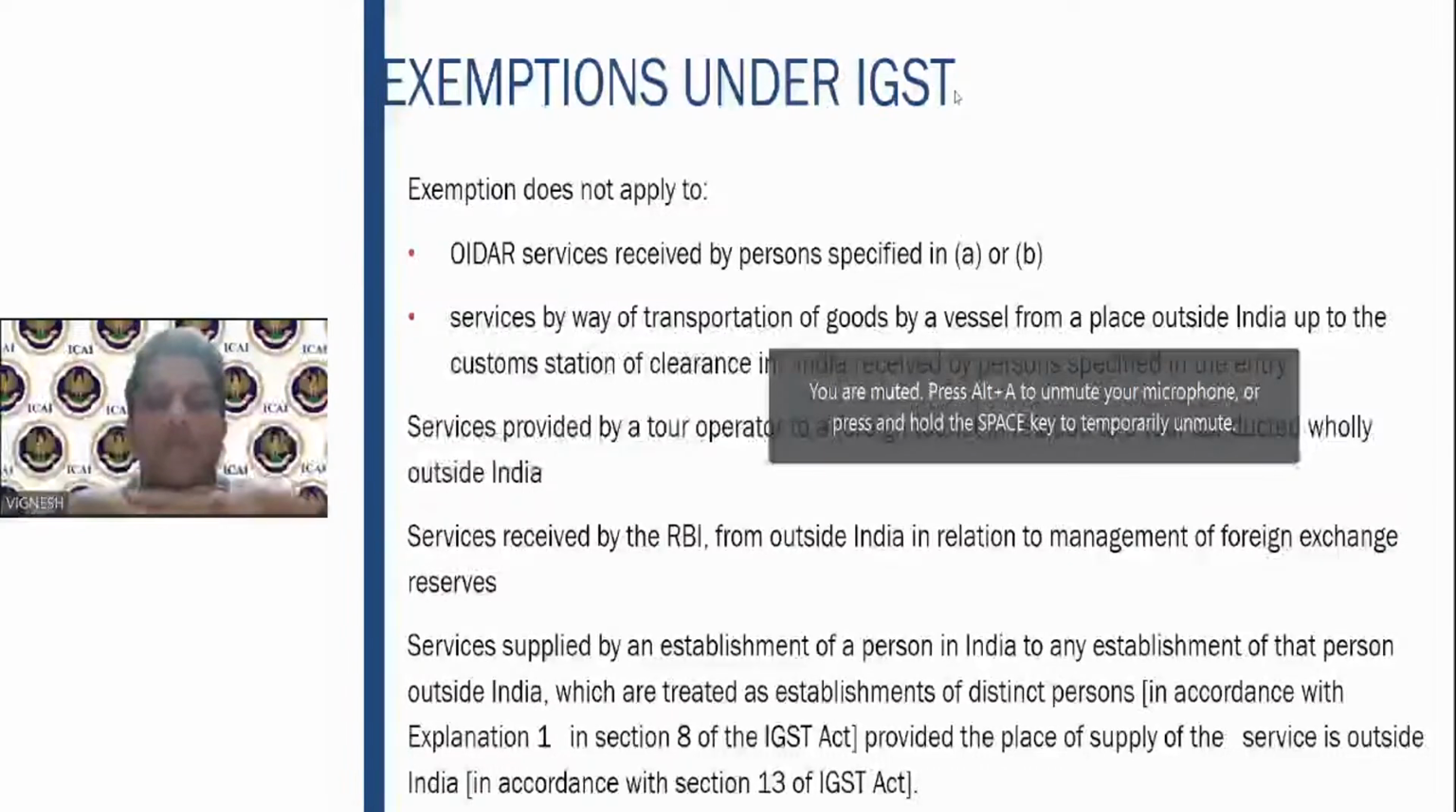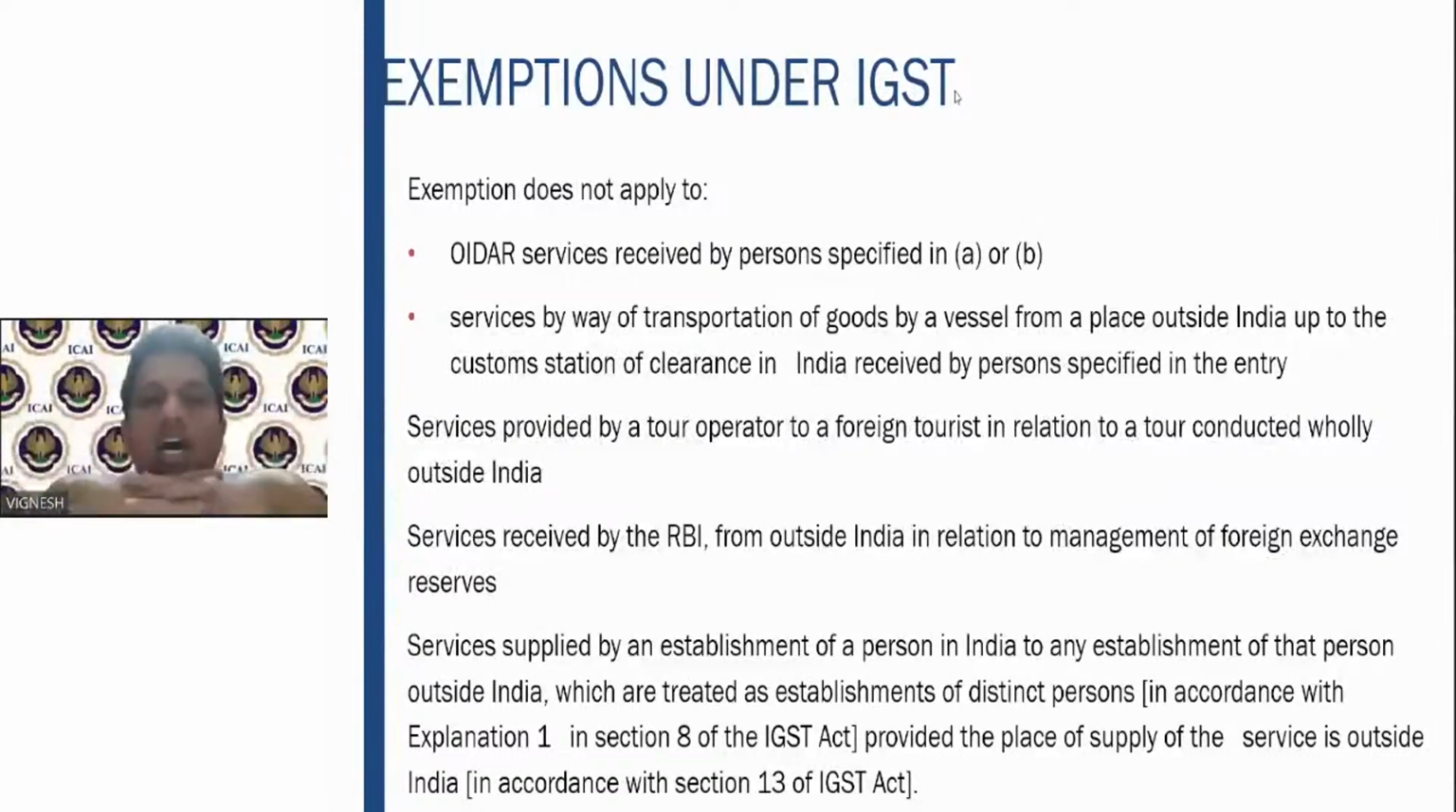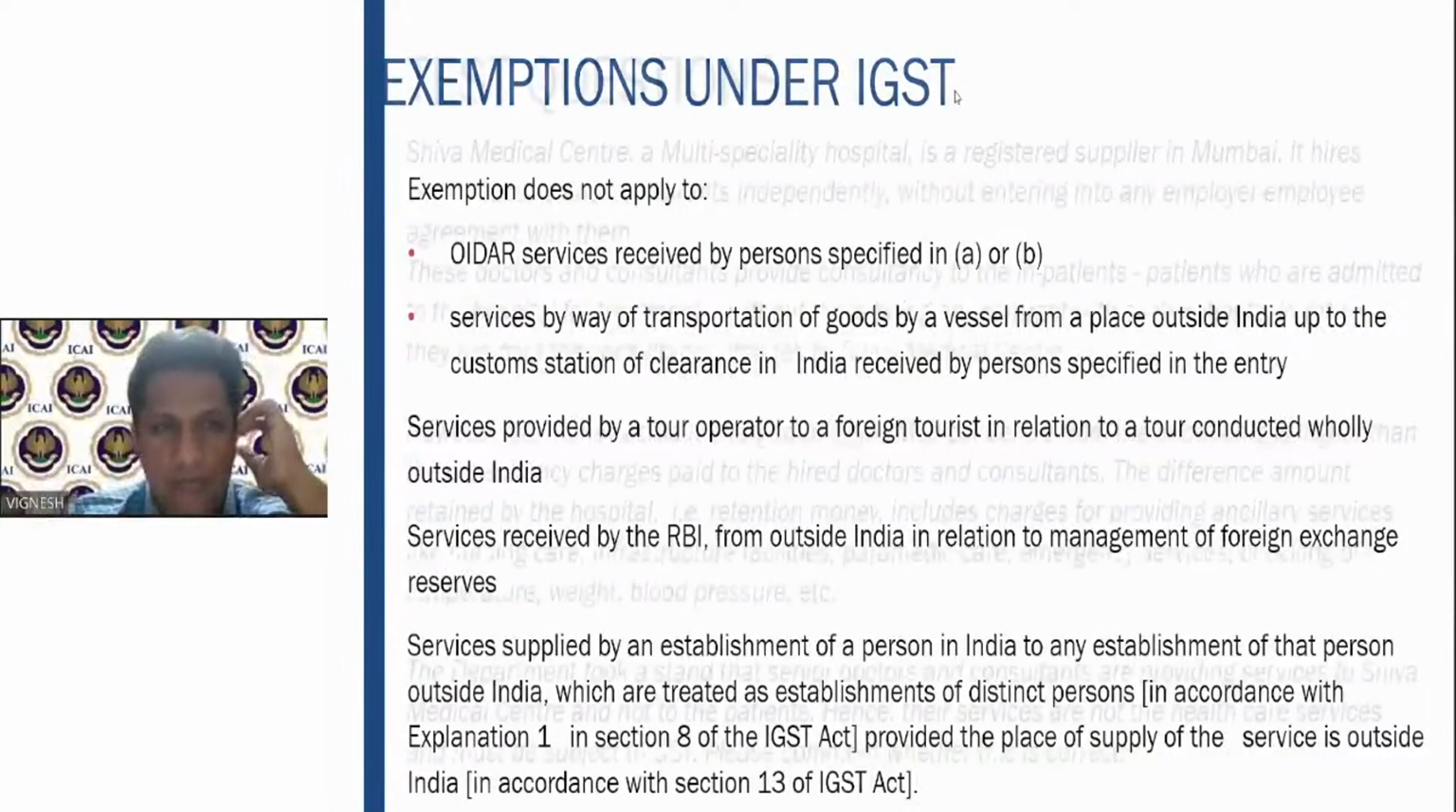A tour operator providing service to foreign tourists in connection with a tour totally outside India, not concerned in any way, is exempt. Services received by the RBI from outside India in relation to management of foreign exchange reserves: again, RBI is receiving service from outside India, with regard to management of foreign exchange, it is exempt. Then an establishment of a person in India providing a service to another establishment of that same person, that is like your distinct person. I have an office in India, and I am providing a service to my own establishment. That also is exempt. But again, the main condition here is that the place of supply of service should be outside India.